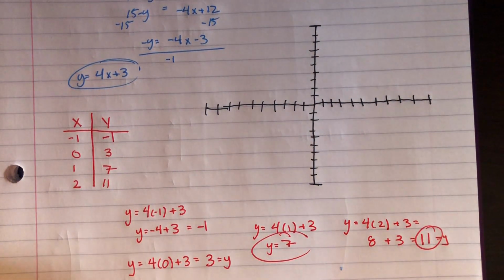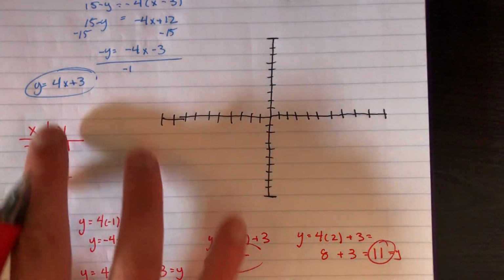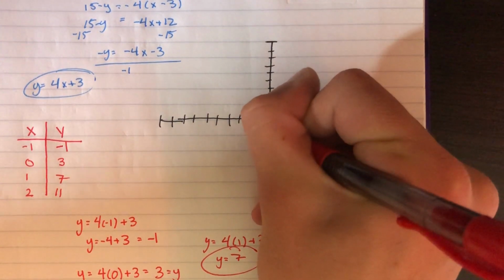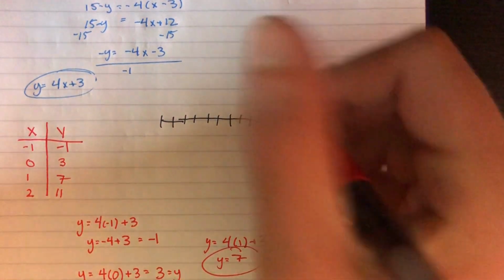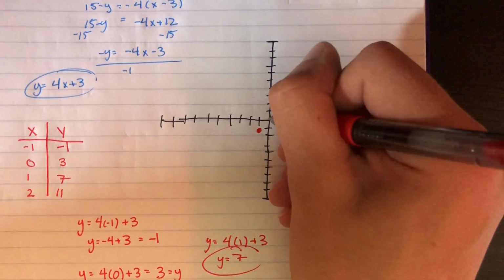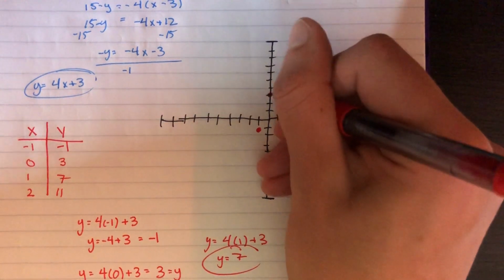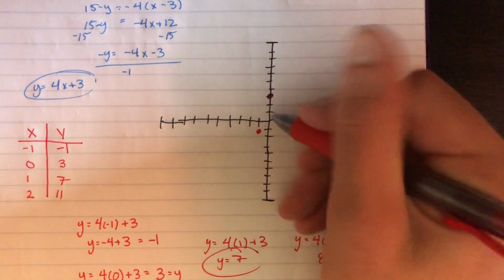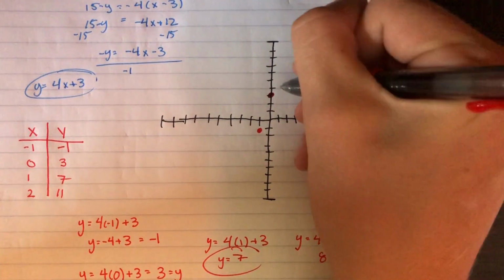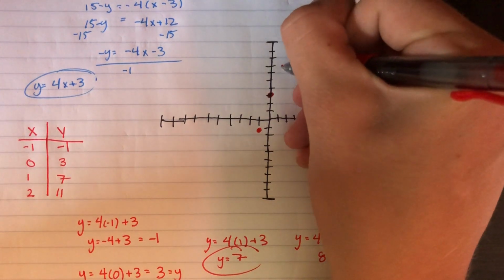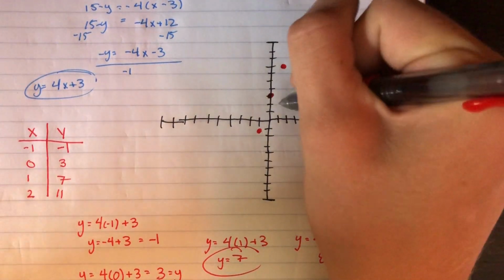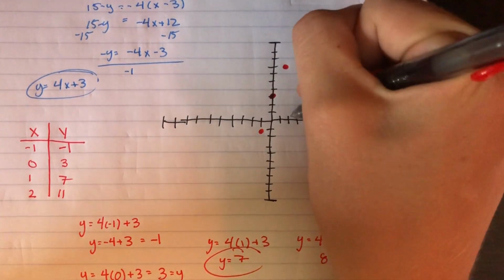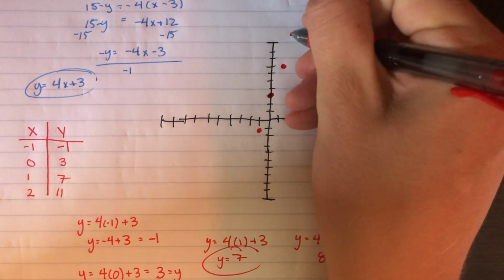Next, we want to start by identifying the points and matching them on the graph. So we know that that's negative 1 and negative 1 for the first point. Do a big mark. You know that's going to be x equals 0 right here and 3. So this is our y-intercept. Now here, we know that 1 and 7. Now granted, this graph only goes up to 10, but we know that 2 and 11 would be right around here.